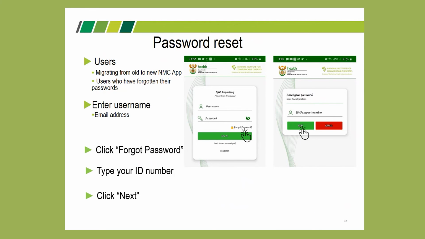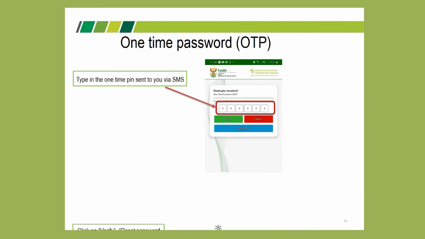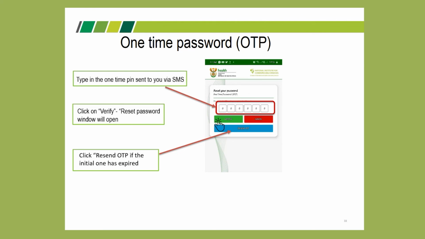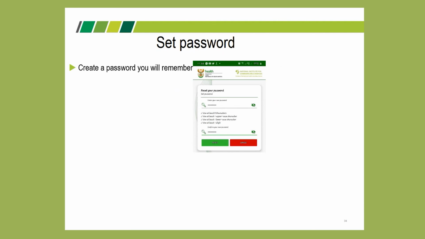Type your ID number in to verify that it is you and click on Next. A one-time password will be sent to you via SMS. Please put that in immediately and reset your password. If you lag, the time will expire and you won't be allowed for 15 minutes to do another resetting of your password or requesting an OTP.